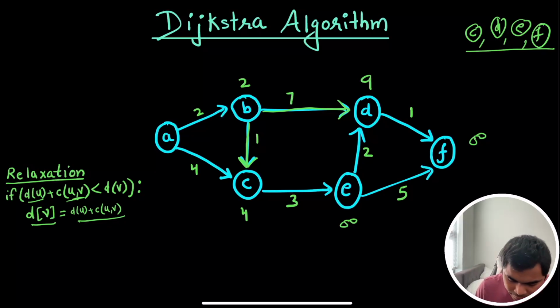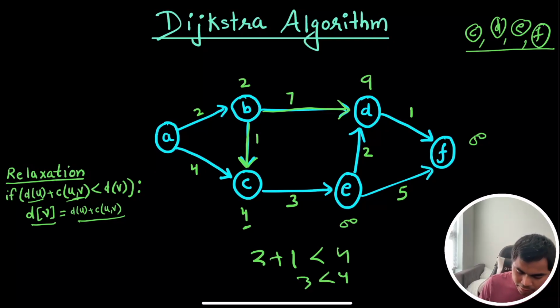Oh, by the way, we haven't relaxed this one here. You can see the cost here is 4 from B to C, and if we relax from B to D, this path, the distance from A to B is 2, so 2 plus the cost of this edge, which is 1, is less than the cost from A to C, which is 4. So now 3 is less than 4, so we will update this 4 with 3.